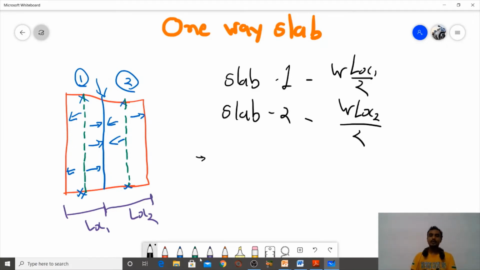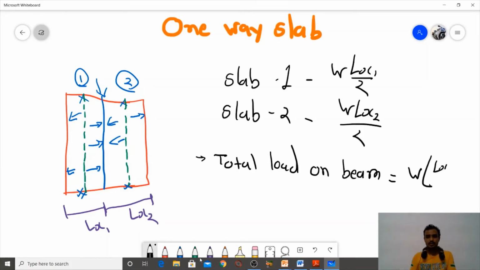And here the total load on the beam is w Lx1 by 2 plus w Lx2 by 2. These are the loads which are transferred from the slab to beam. So simple for the one-way continuous slab.